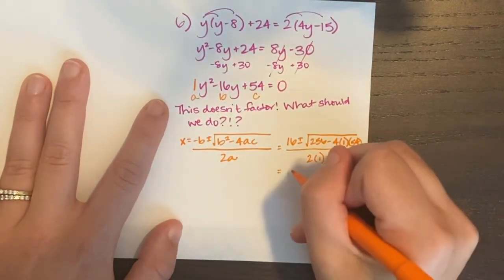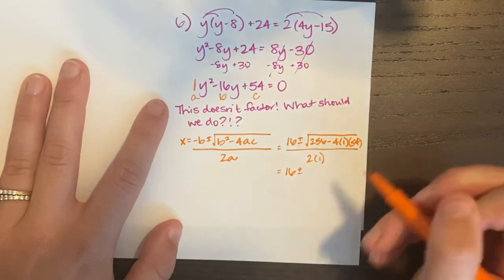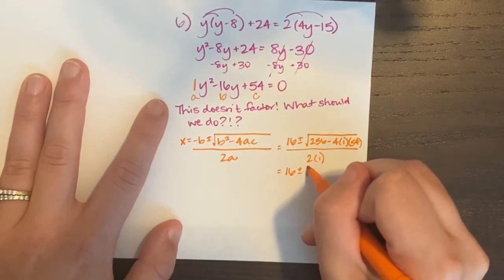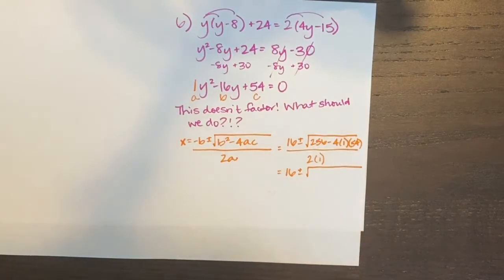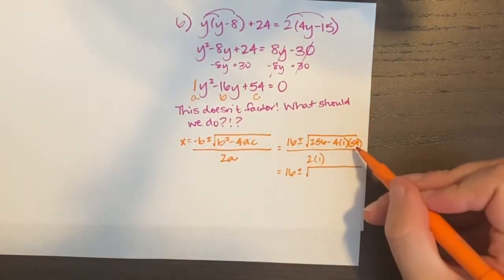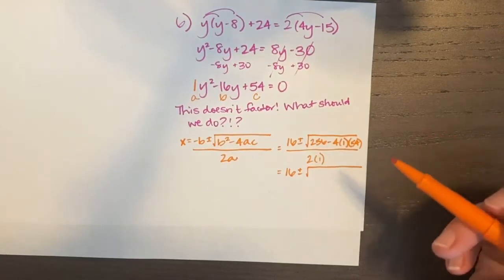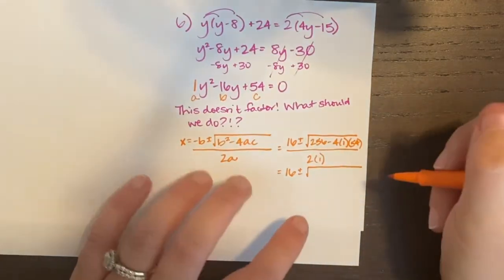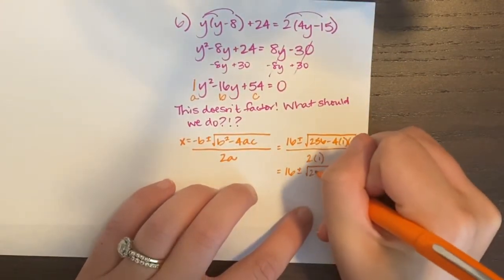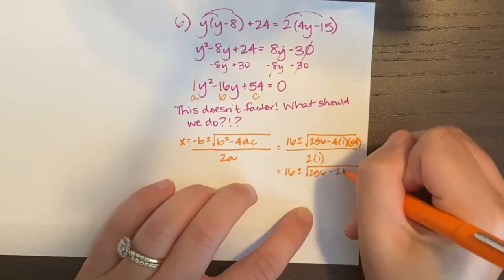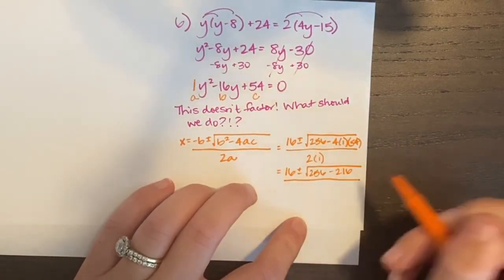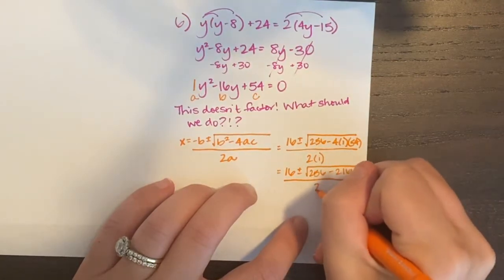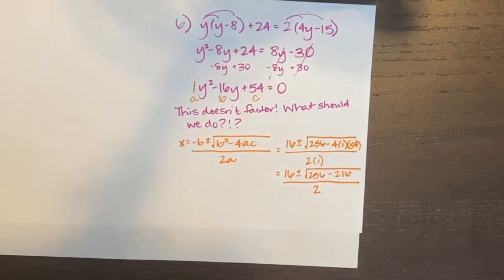Okay, so if we keep simplifying, we have 16 plus or minus the square root of 256 minus whatever 54 times 4 is. Well, we can probably do that in our heads. To do 54 times 4, you just need to do 50 times 4 plus 4 times 4. So 50 times 4 is 200, and 4 times 4 is 16. So we get 216, all over 2, just like that.